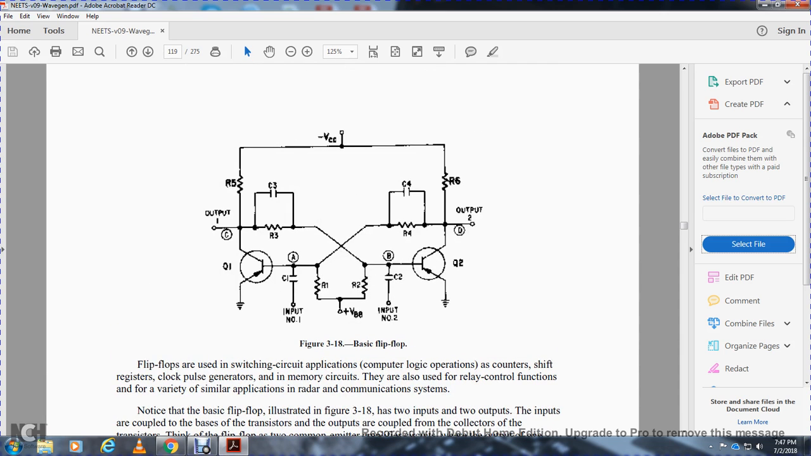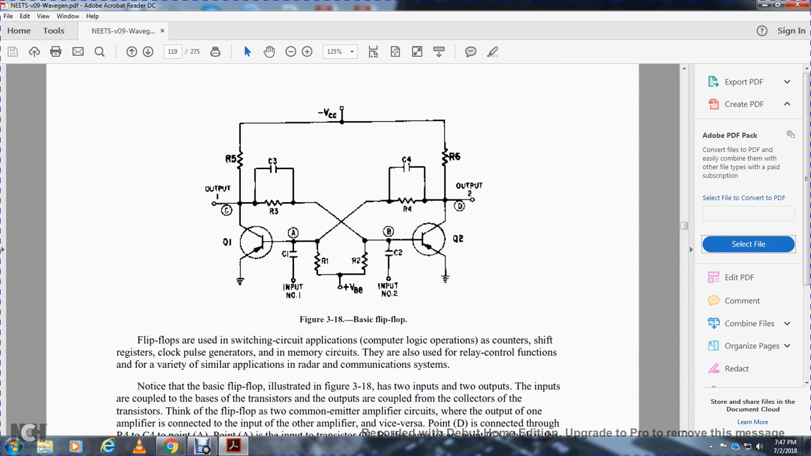Figure 3-18 of the basic flip-flop. No, it's just symmetrical.